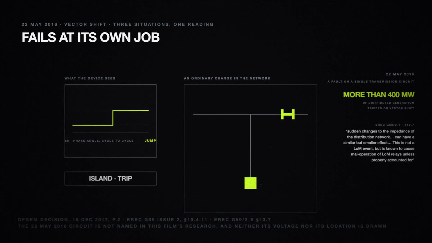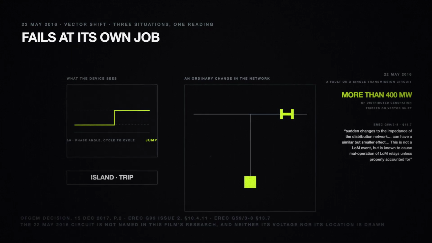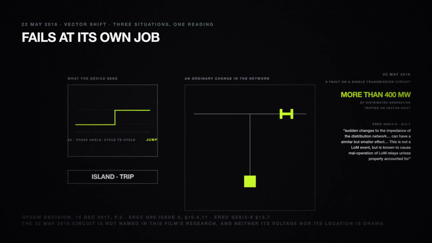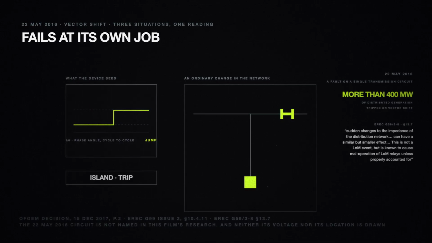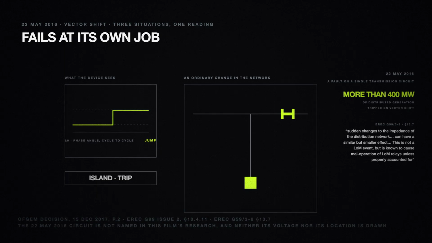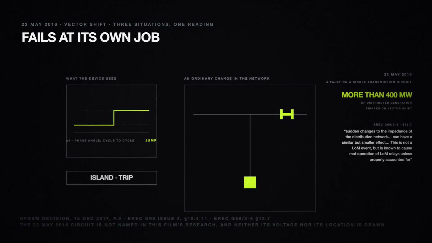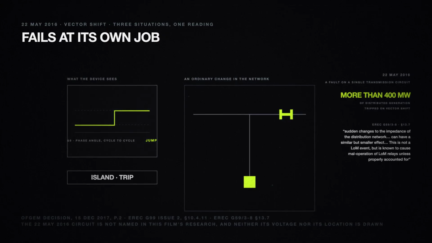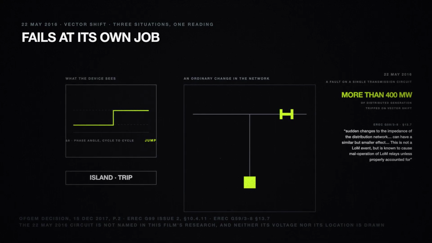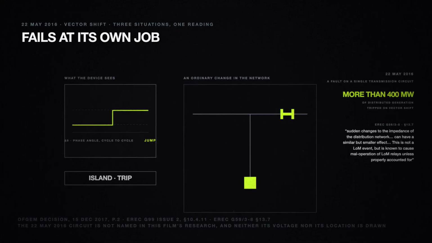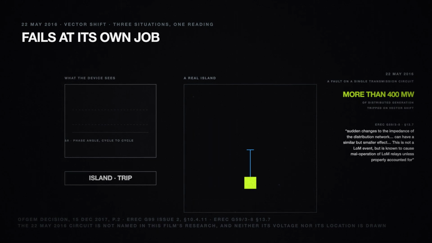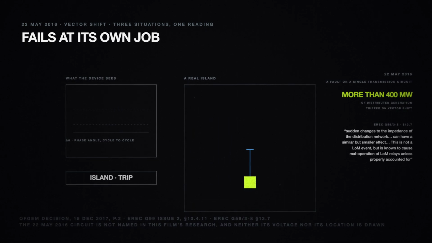Sudden changes to the impedance of the distribution network can have a similar but smaller effect. This is not a loss of mains event, but is known to cause maloperation of loss of mains relays unless properly accounted for. 3 situations outside the device. 1 reading inside it. The same verdict every time, correct in the only world the device can see. The third is the one it exists for, and that is where the studies land.